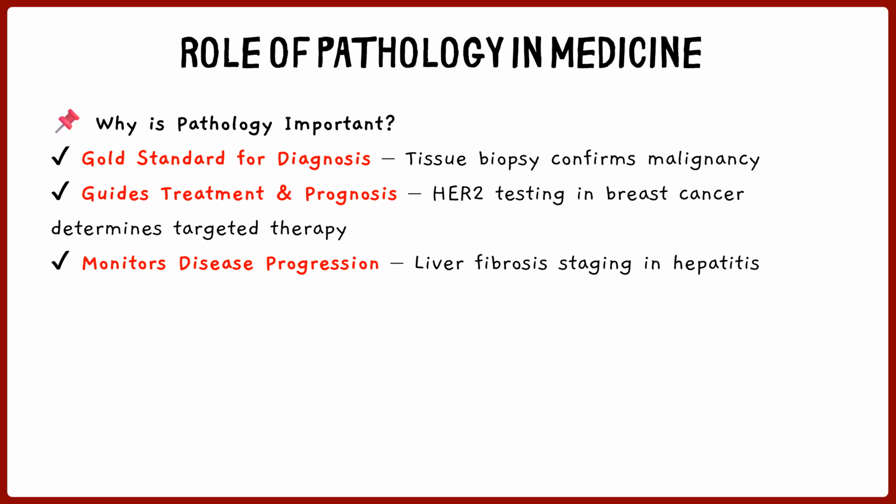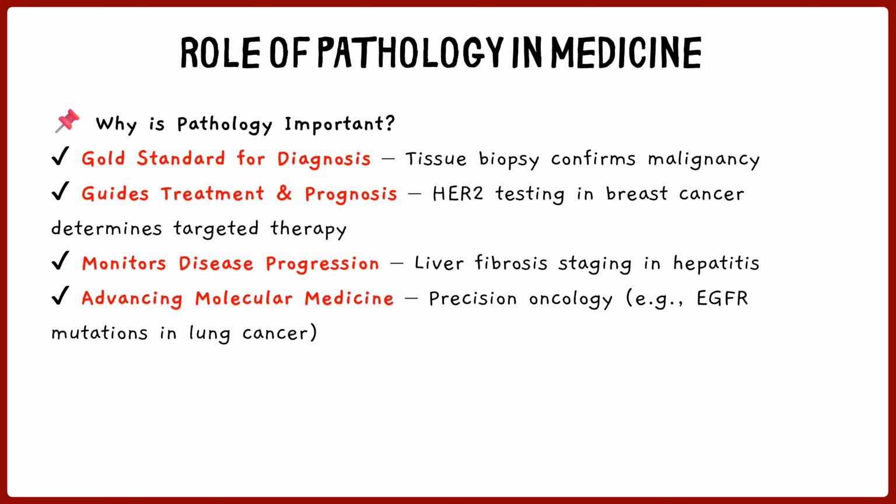We can have monitoring for disease progression. So we have liver fibrosis and staging in hepatitis. The way that pathology isn't just about diagnosis, it can also track how the disease is going to be evolving over time. For example, in patients who have chronic hepatitis, they have liver fibrosis, and we can stage it using pathology, and that can help us to assess the severity of the damage, and we can guide treatment accordingly.